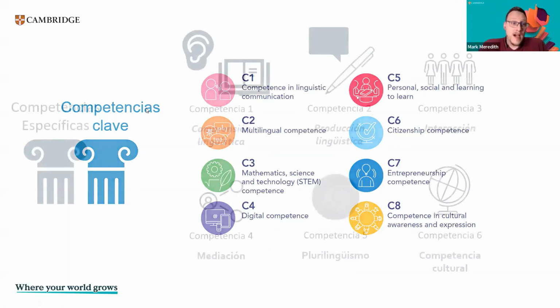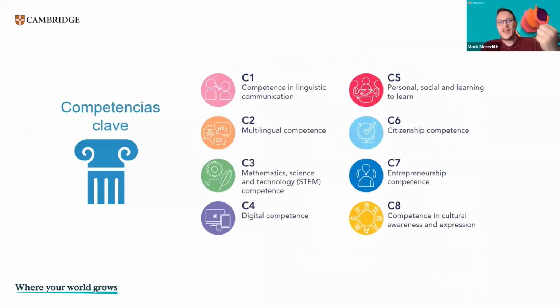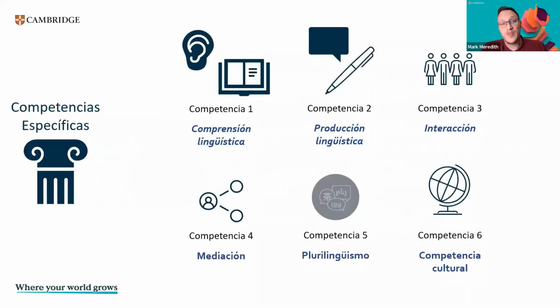Well, we've been given our specific competencies. Now, these are unique to English and language learning. And the 6 specific competencies are comprensión lingüística, producción lingüística, interacción, mediación, plurilingüismo, and competencia cultural. So through these 6 competencies, we're going to be able to address our 8 key competencies. We evaluate our key competencies, but we teach them through the specific competencies.